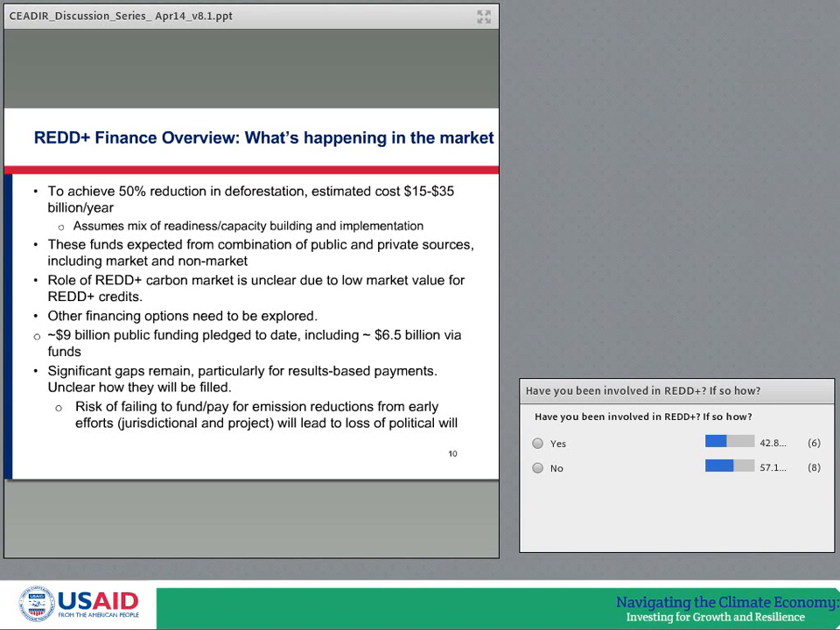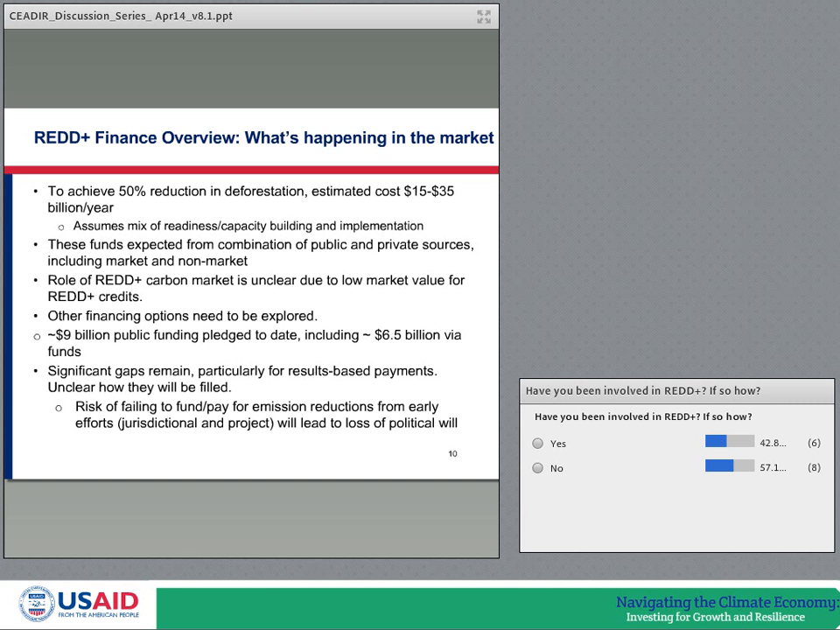There has been a lot of work done in a number of countries to date to try and move in that jurisdictional level, to develop jurisdictional programs to generate credits. And I think there is a real risk that if funds don't come to support these programs, a lot of important political will in developing countries will start to evaporate.